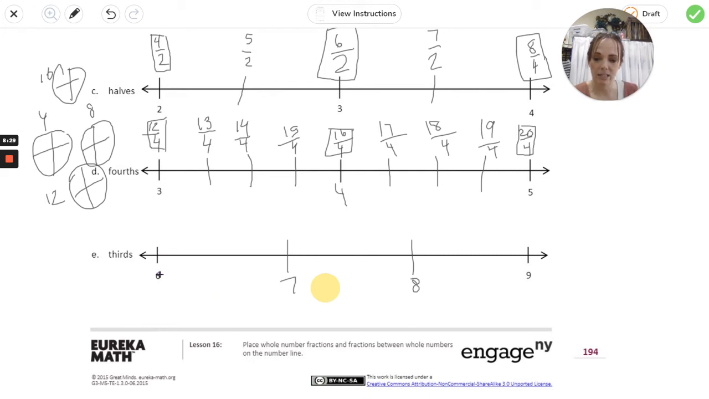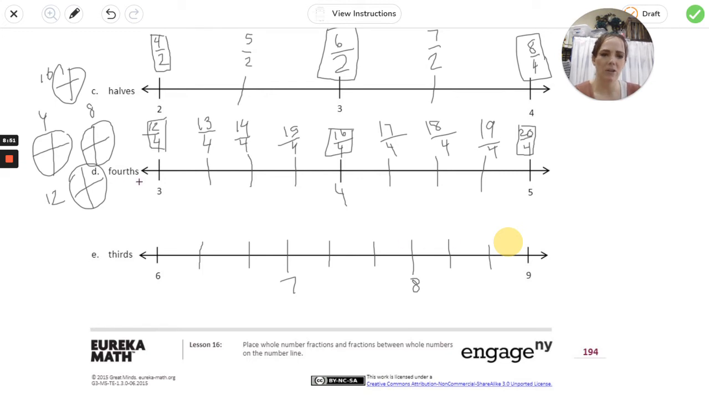So then I need to break this 6 to 7. I need to partition it into thirds. So there's 1 part, 2 parts, and 3 parts. And 1 part, 2 parts, 3 parts, 1 part, 2 parts, 3 parts.